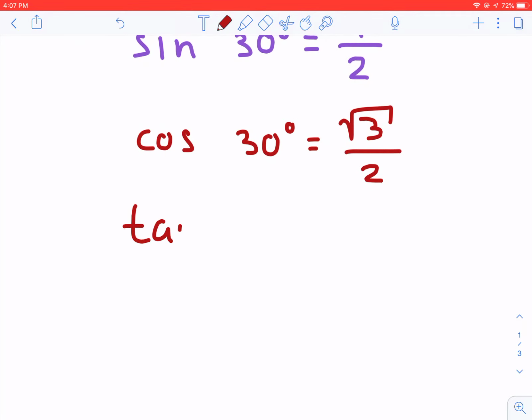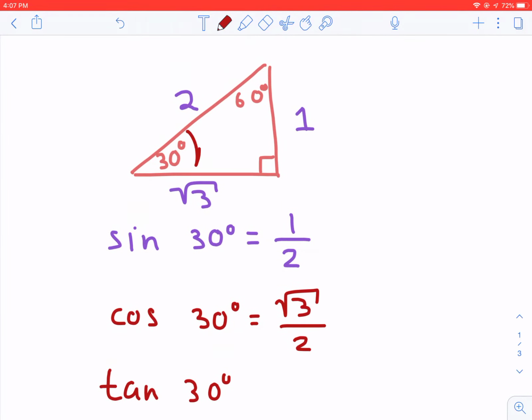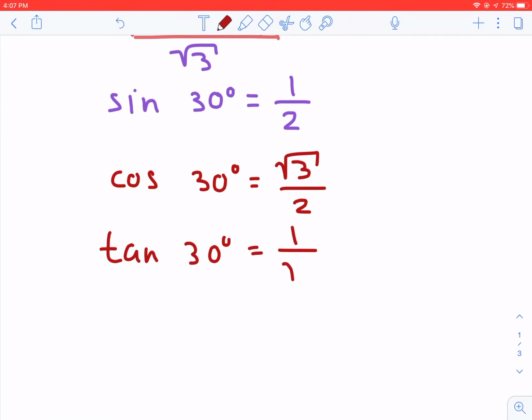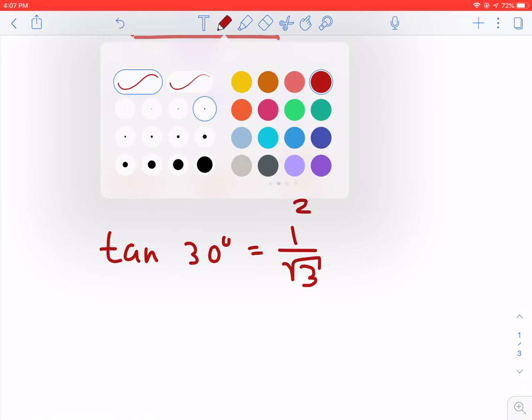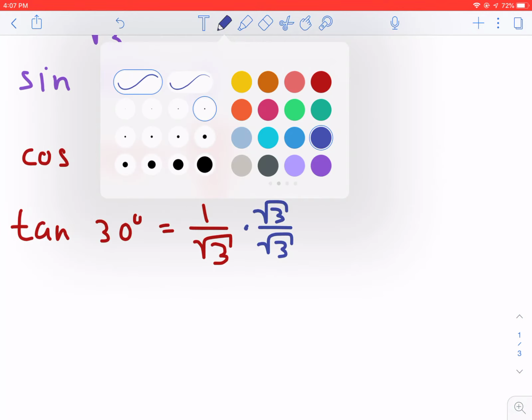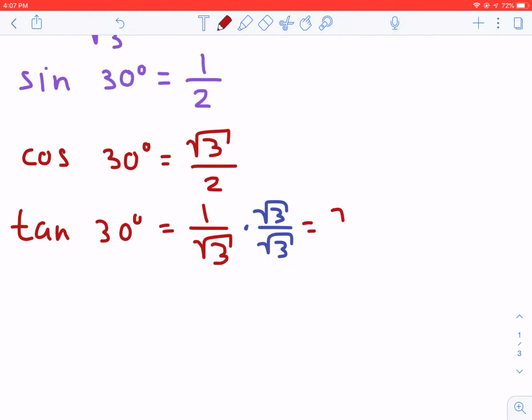All right? And lastly, tangent of 30. That's going to be 30 degrees is here. Opposite over adjacent. Right? So SOH CAH TOA. So opposite over adjacent is 1 over radical 3. Let's rationalize this by multiplying by rad 3 over rad 3. And that gets us radical 3 over 3.